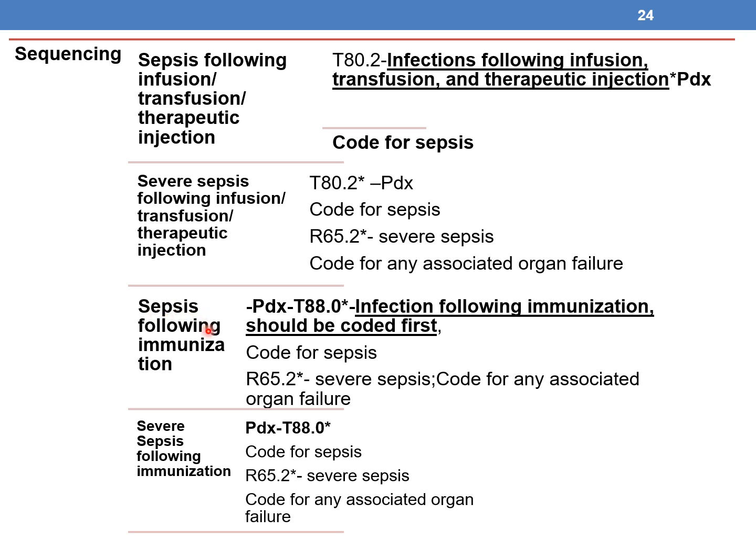Next is sepsis following immunization. Here the PDX is from the category T88.0, that is, infection following immunization, which should be coded first. Next followed by the code for sepsis, and if there is any severe sepsis, the R65.2 category code, and any associated organ failure must be documented and coded. Same: sepsis following immunization, and severe sepsis following immunization.